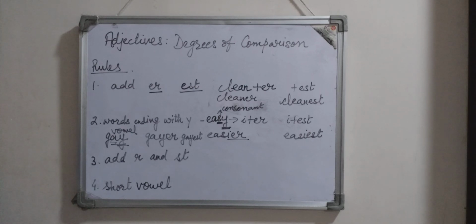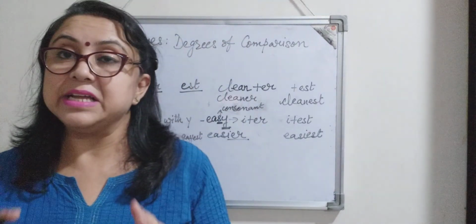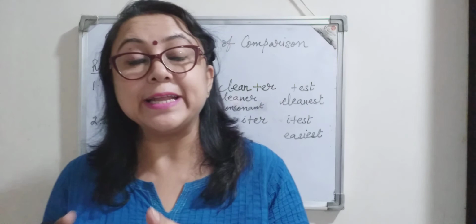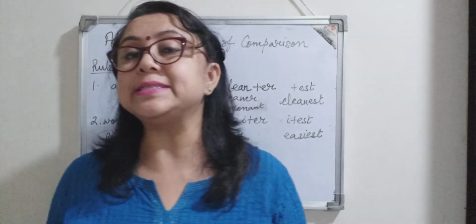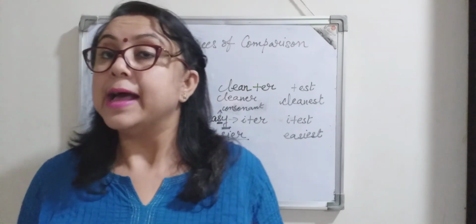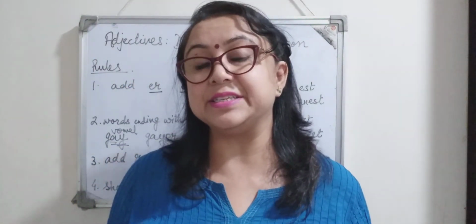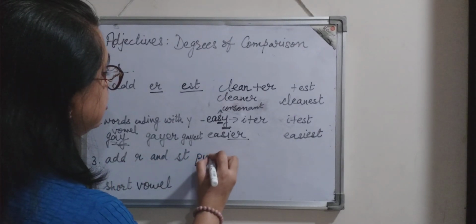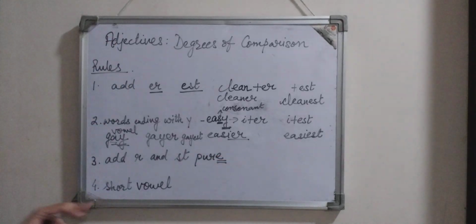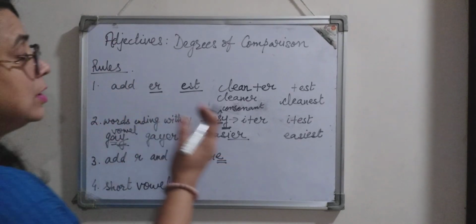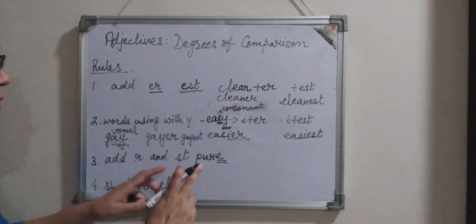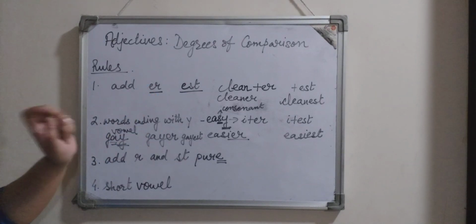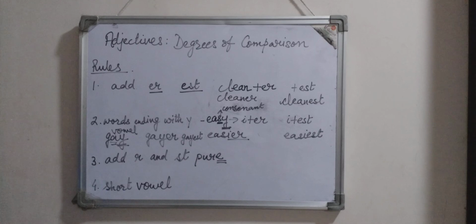The third rule says if a word ends with E, now since that E is already there, we do not add another E, right? We just add R in comparative degree and ST in superlative degree. As for example, P-U-R-E, pure. Now the word ends with E only. So when we change it into comparative and superlative degree, we will not add another E. We will just add R in comparative degree and ST in superlative degree.